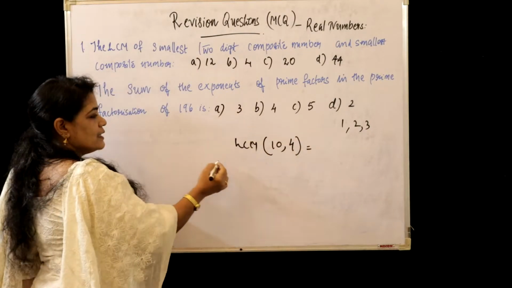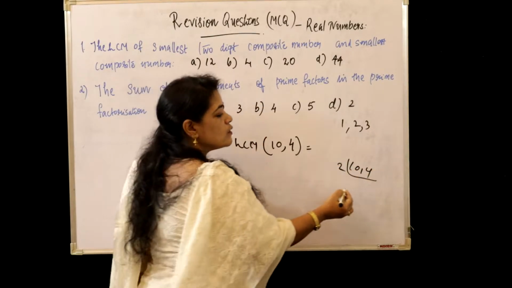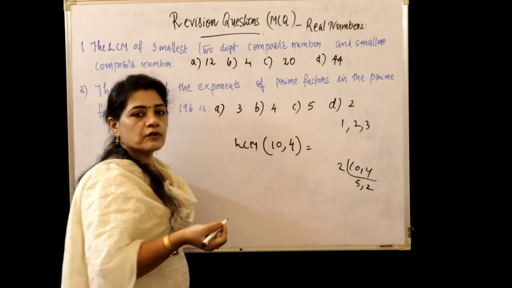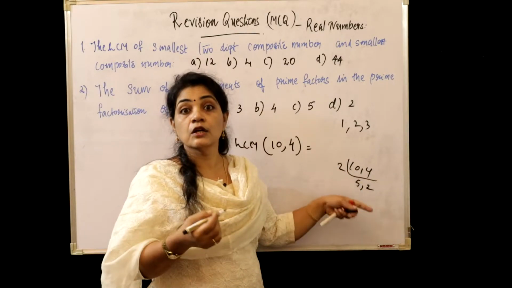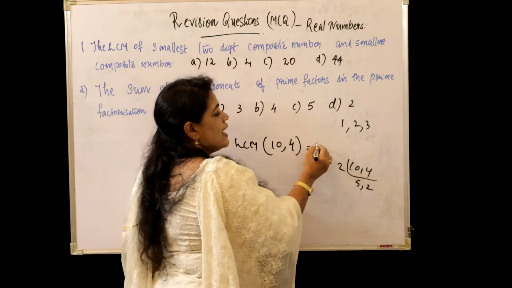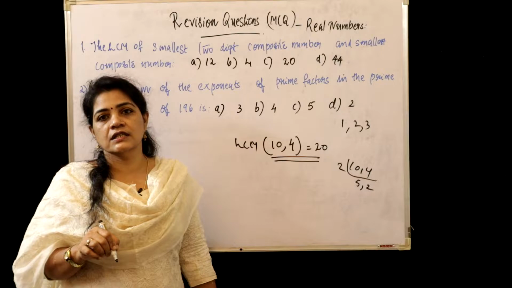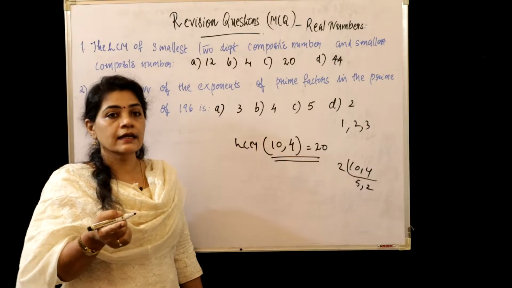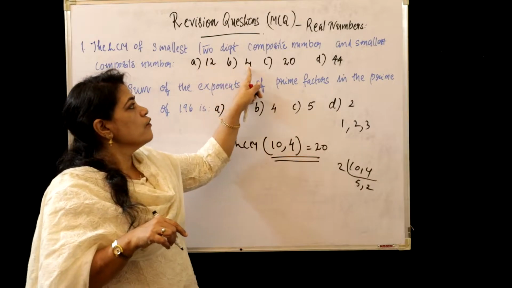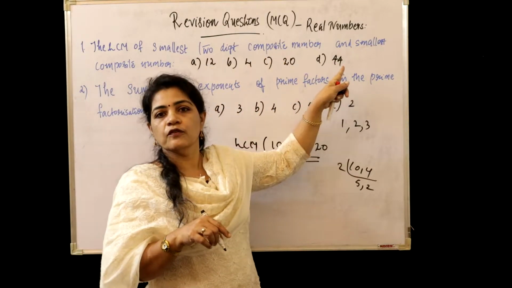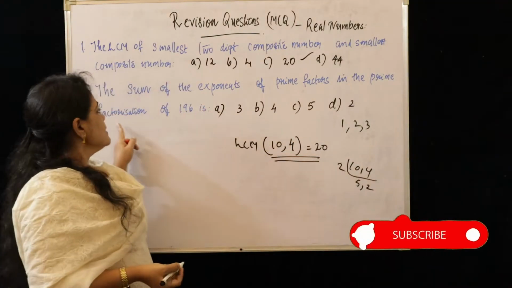So let us see, children, that is 10 and 4, so 2 is common. Then 5 and 2, 2 in 4 also. So 2 into 5 into 2, that is 20. So 20 is the LCM of 10 and 4. The options are 12, 4, 20 and 44. So C is the correct option. Okay, and the second question.